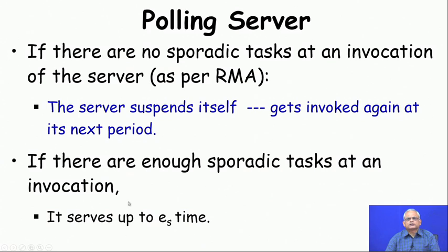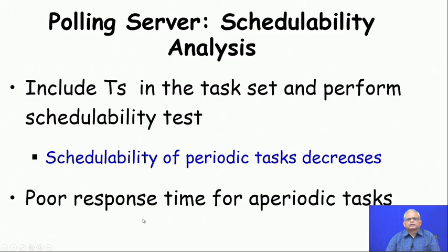It should be clear that the polling server has a period Ps and execution time Es. So, during the rate monotonic analysis, we consider the utilization due to the polling server to be Es by Ps. Now, the schedulability analysis becomes easy when we handle sporadic tasks through a polling server. We just consider the polling server to be a task with execution time Es and period Ps. But then, since on every occurrence there may not be enough sporadic tasks to run, the schedulability of the other tasks which are lower priority than the polling server becomes less.